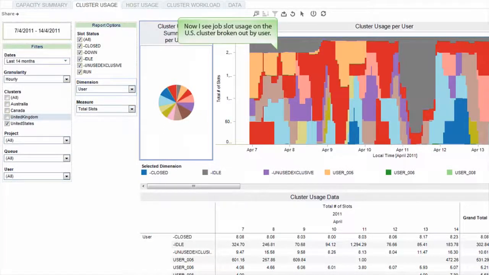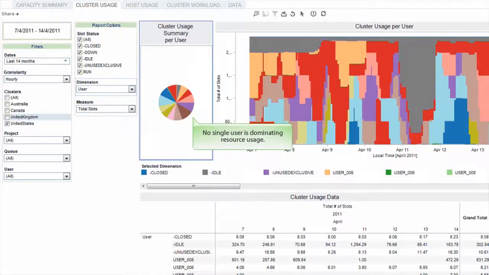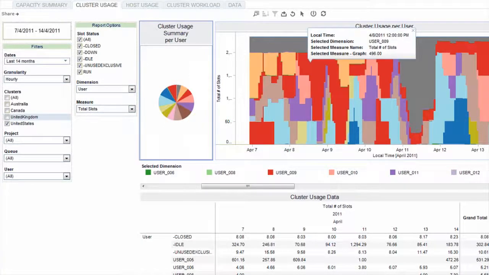We're still looking at total slots, but now we have a breakdown by user. On average, no single user is dominating resource use. I can place my mouse over the graph and quickly see what user is using what amount of resource, when, and for how long.